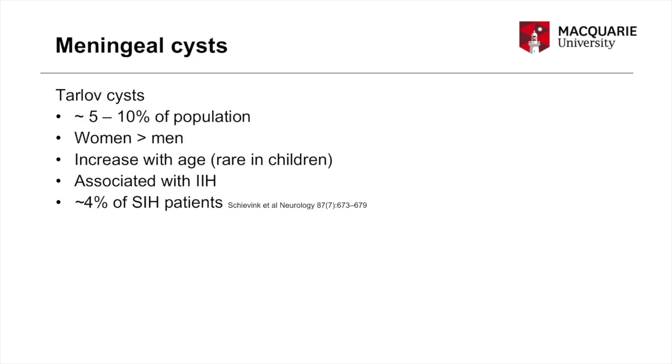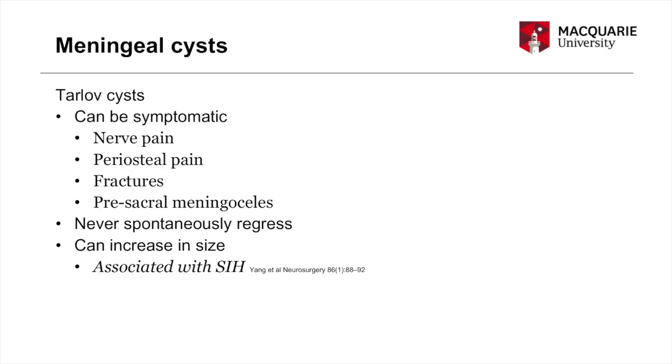They're pretty common. About 5 to 10% of the population have them, more common in women and more common in older age, so presumably they form with age. They are associated with intracranial hypotension, and in about 4%, and it's probably higher than that, I think, of SIH patients have nerve root cysts.